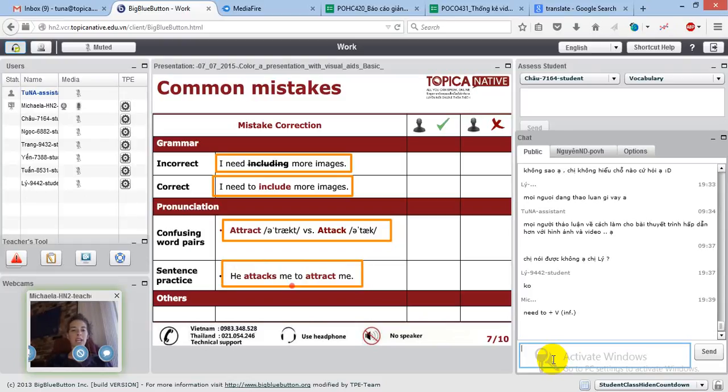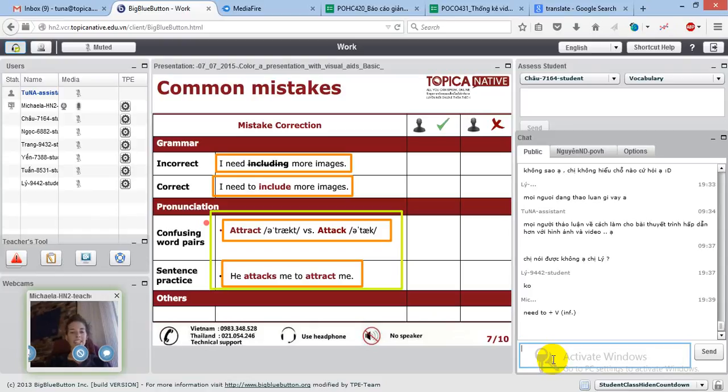Okay, Chow, can you please read the confusing word pairs and the sentence practice? Okay. Attract and attack. He attacks me to attract me. Good. Very nice pronunciation. What a silly sentence.